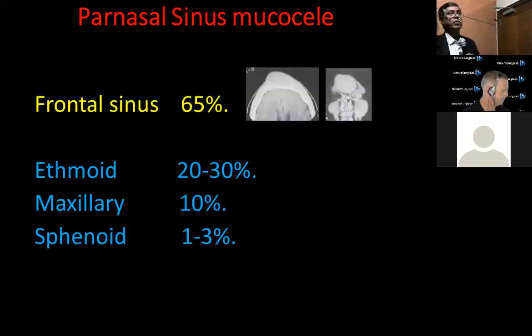If we come to one topic, which is the mucocele, of course, the commonest with the air sinuses is the frontal, followed by the ethmoid, followed by the maxillary, followed by the sphenoid. So our topic for today is very rare. To have mucocele of a sphenoid is extremely rare, especially if it is associated with multiple cranial nerve palsies.